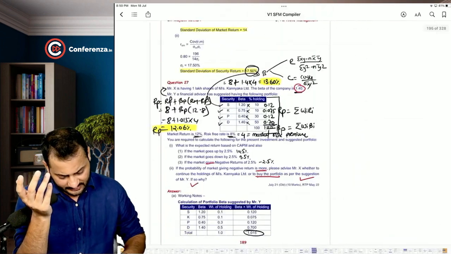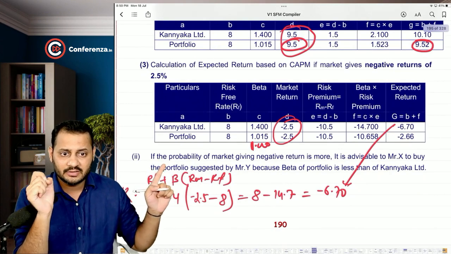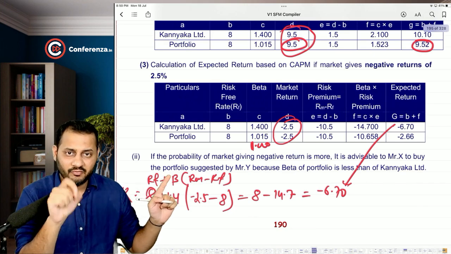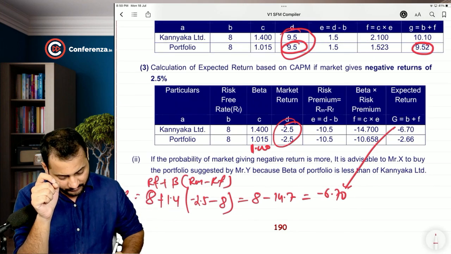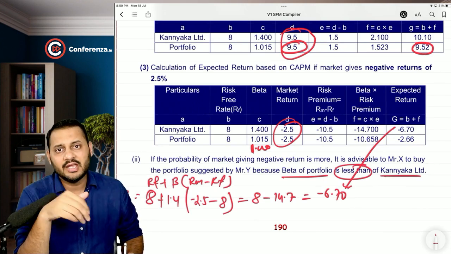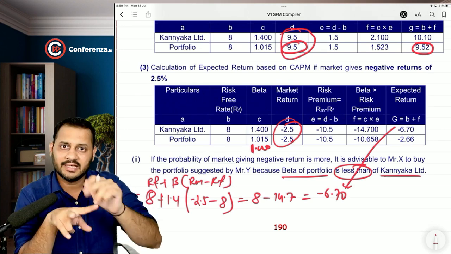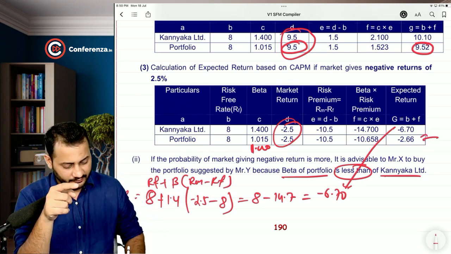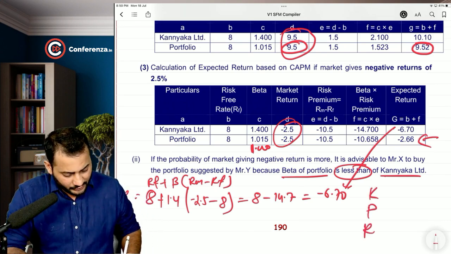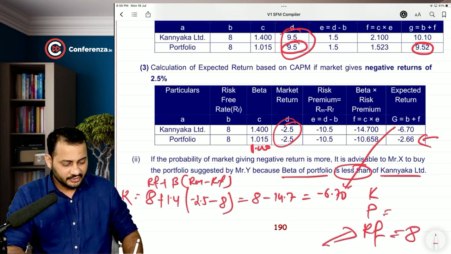Let's see what they are suggesting to us. If the probability of the market giving negative return is more, it is advisable to Mr. X to buy the portfolio suggested by Mr. Y because the beta of the portfolio is less than Kanyaka Limited. That's okay. If we only have these two options, portfolio or Kanyaka Limited, then go for the portfolio, the losses will be lesser. But if you have the option of Kanyaka, portfolio and risk-free, then go for the risk-free. At least you will earn 8% instead of a negative return.